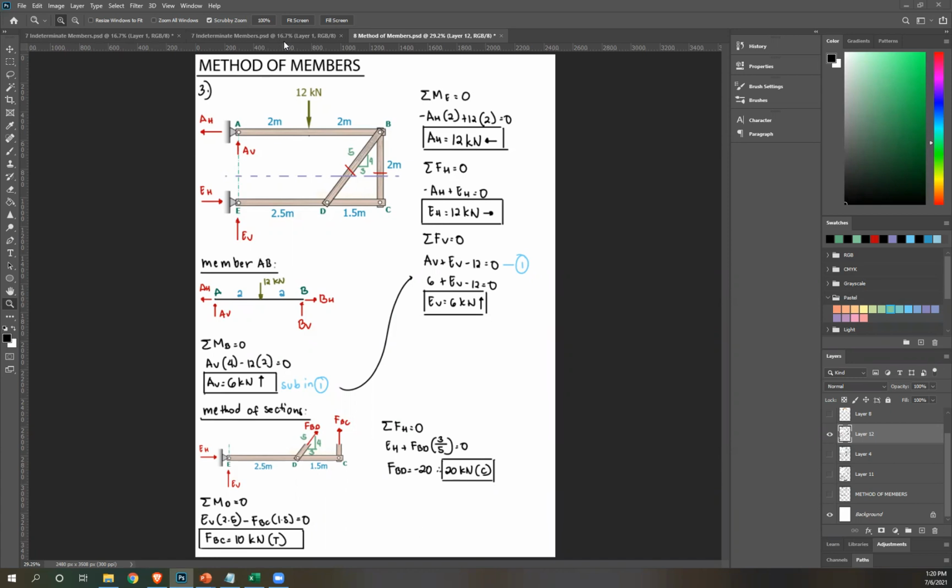So a few announcements before I let you go. Next meeting, Thursday, continuation of method of members. Then we're going to start a new topic, which is friction. I believe that's in your syllabus. Friction is the next topic, right? And then on Saturday, you'll have your quiz number 2. Coverage is analysis of structure. So method of joint, section, and members.